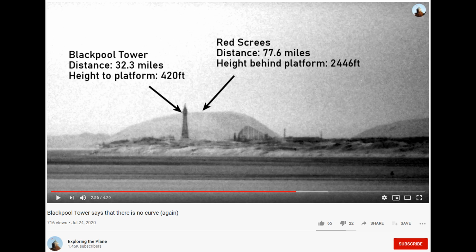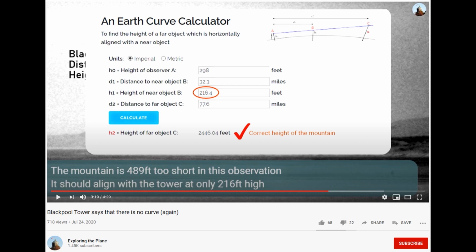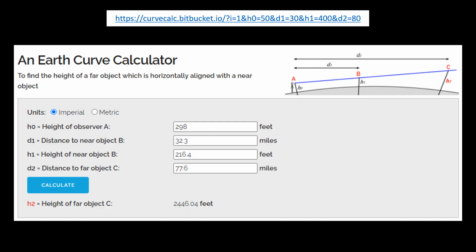And of course, it's an attempt by a flat earther to prove the flat earth by disproving the globe. And of course, Ruhip did a great job of debunking this. And if you haven't seen his video, I'll leave a link in my description. Now, what is different is that Exploring the Plane used a variation of the curve calculator. I'll leave a link in the description if you want to take a look at this.